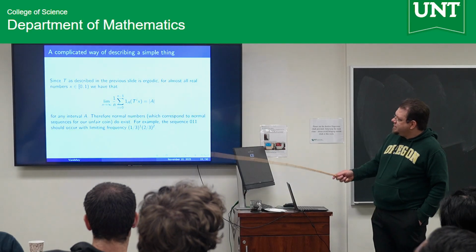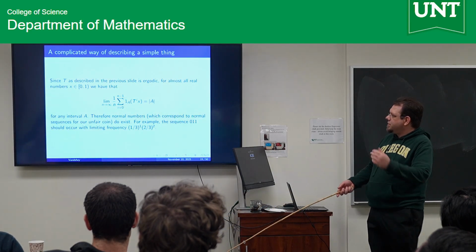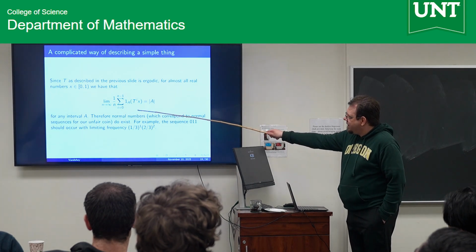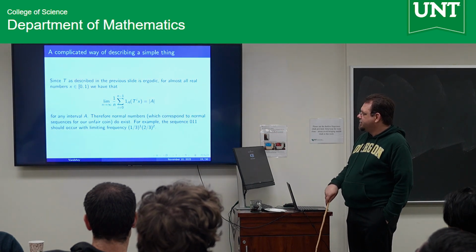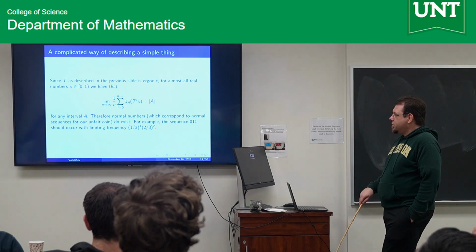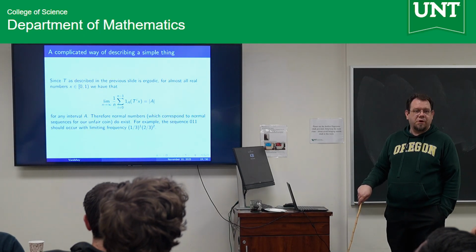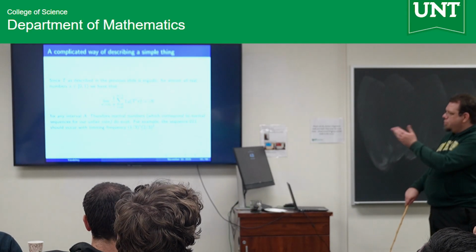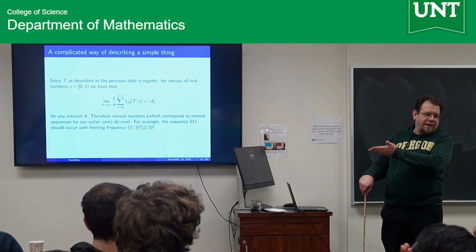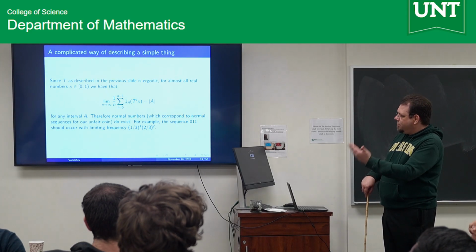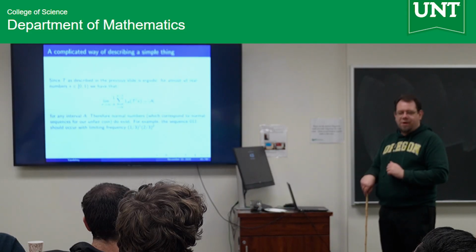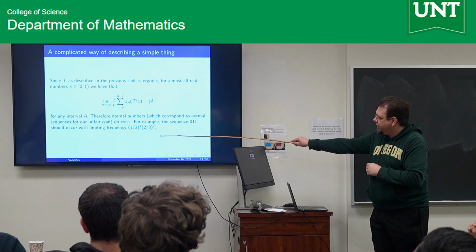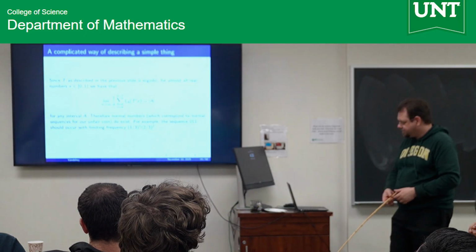Now, this T that we described on the previous slide is an ergodic transformation. So once again, for almost all real numbers x in [0, 1], I can have this nice ergodic average holds for any interval A. So therefore, normal numbers, which correspond to normal sequences for our unfair coin, do in fact exist. So you could construct something where the sequence 0, 1, 1 should occur with a specific frequency, and you could measure out what that's going to be. It turns out it should be (1/3) to the first power times (2/3) to the second power, because that's 0 occurring with probability 1/3, 1 occurring with probability 2/3. That's what should happen.